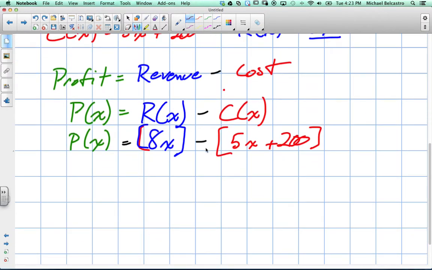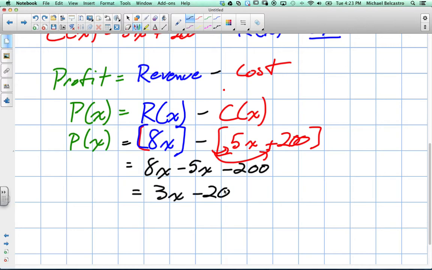Because this is a negative, this negative needs to be distributed to both. So it wouldn't just be negative 5x plus 200. It's actually going to be negative 5x minus 200. So our profit function will now read 8x minus 5x minus 200. We combine like terms and we get 3x minus 200 as a profit function. So P at X, our new profit function, is equal to 3x minus 200.